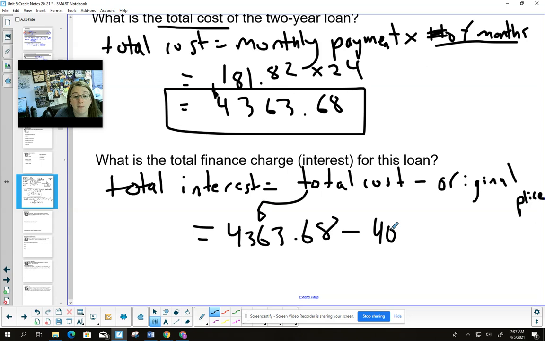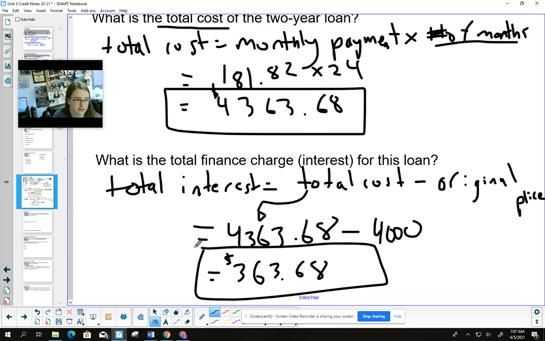They mean the loan amount, the principal, however you want to say that. If you did not buy this on a loan, that would have been your price. And we just subtract. Because again, interest is just the extra that you paid, and hopefully we can see it pretty clearly without going to a calculator. That 4 is just going to disappear. 363.68. So here is our total interest.